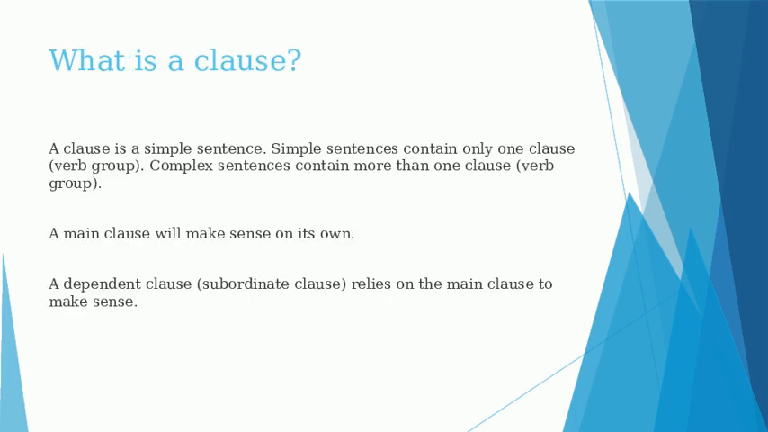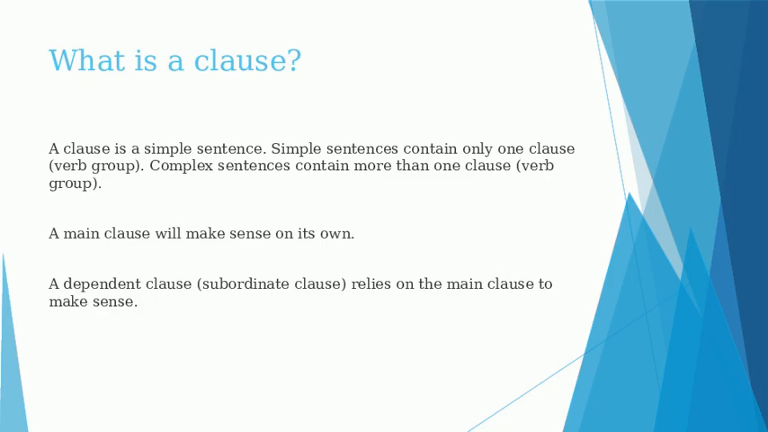What's a clause? Basically, a clause is a simple sentence. Simple sentences contain only one clause or a verb group. So basically, a clause is a simple sentence. A complex sentence contains more than one clause, so more than one verb group.